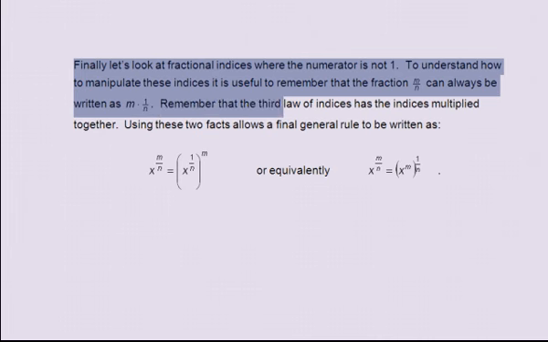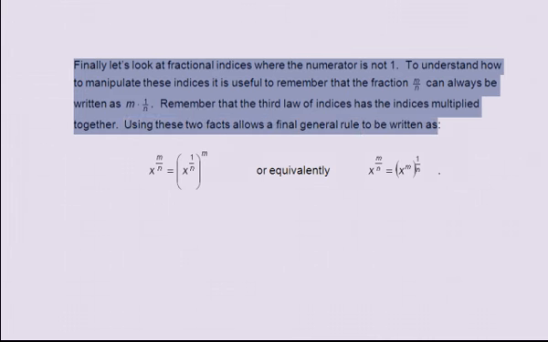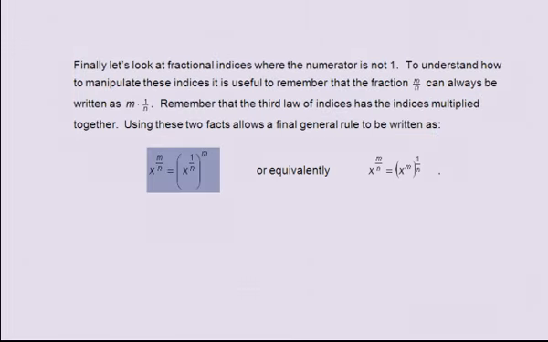Remember that the third law of indices has the indices multiplied together. Using these two facts allows a final general rule to be written as x to the power m divided by n equals x to the power 1 over n, all to the power m, or equivalently, x to the power m divided by n equals x to the power m, all to the power 1 over n.